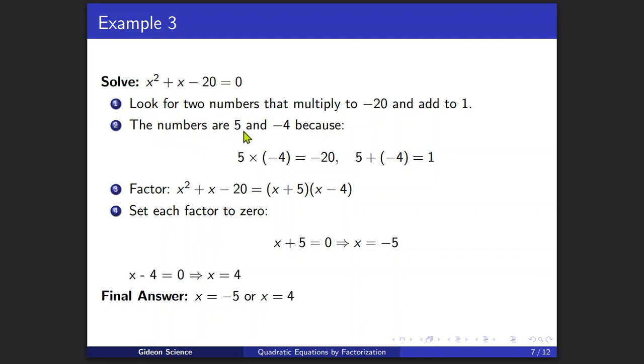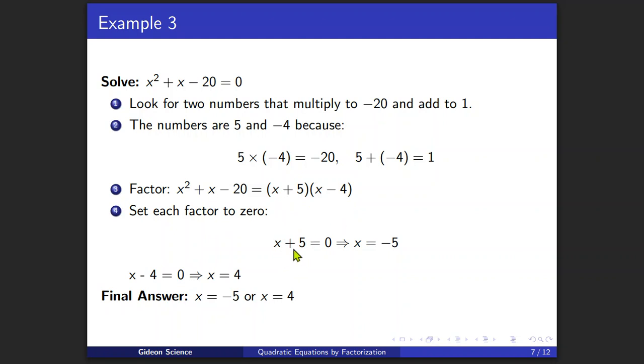So these numbers are 5 and minus 4, because when you multiply 5 with minus 4, you will have minus 20. And when you add 5 plus minus 4, you will have 1. So we are there. So the factor expresses this. Set each factor to 0. You solve for these and you also solve for this other equation.